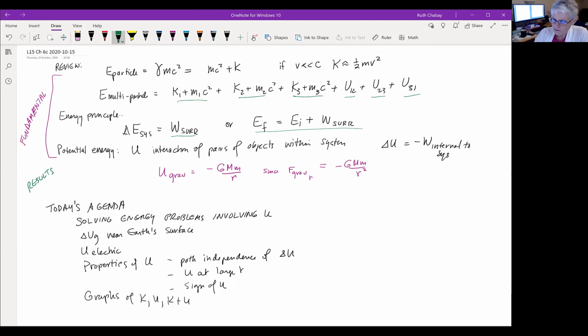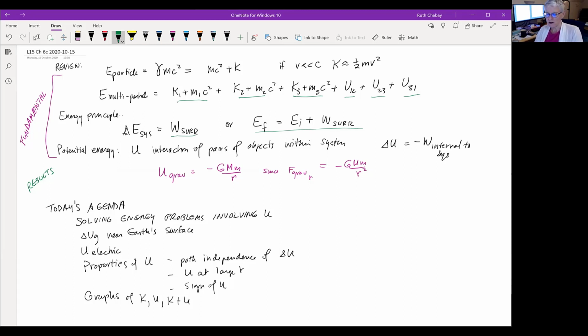Now, all of this stuff labeled fundamental is things you need to know. There are results, which will be on an equation sheet, which you don't need to memorize. We got a result that the gravitational potential energy for two interacting objects was minus GMm over r. And that came from what we knew about the gravitational force. The r component of the gravitational force is minus GMm over r squared.